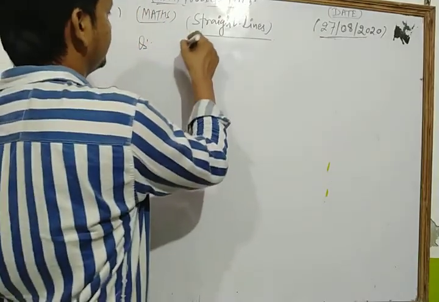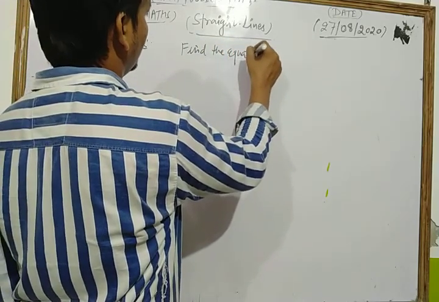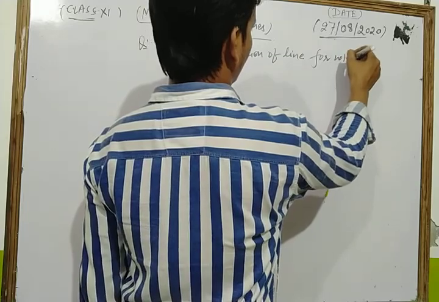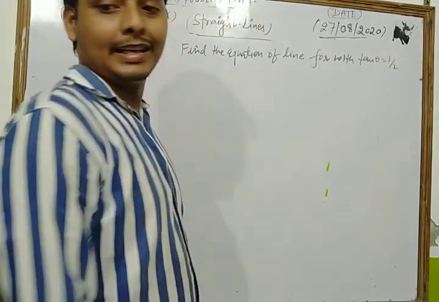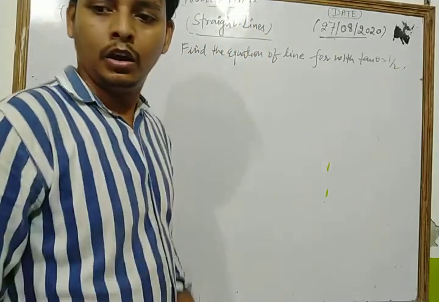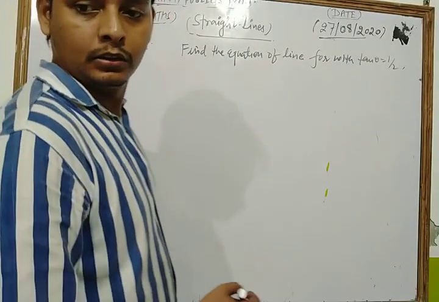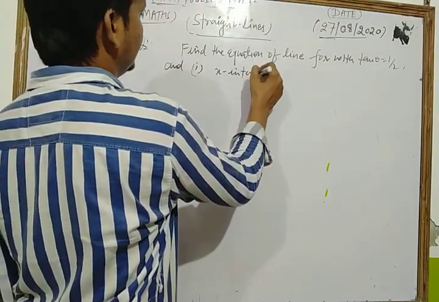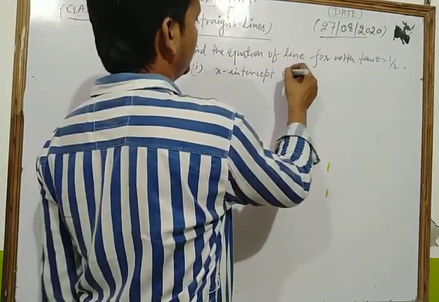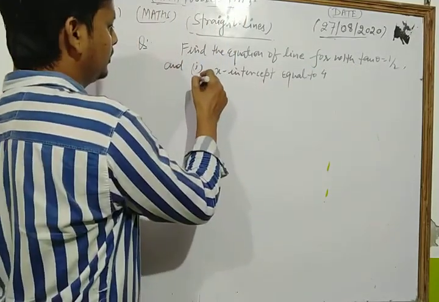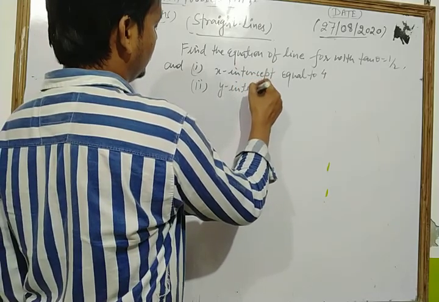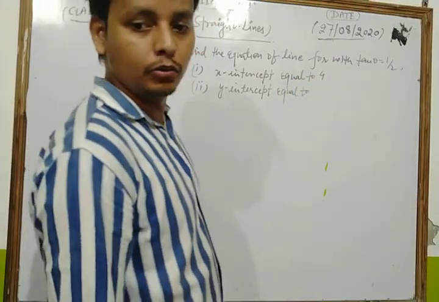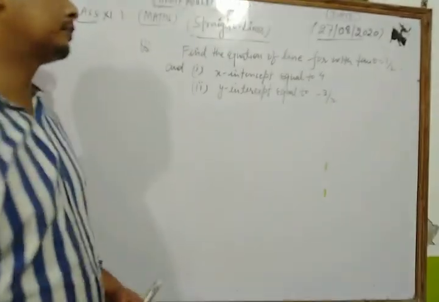Question is: find the equation of line for which tan theta is equal to 1 by 2, where theta is the inclination of the line, and the first point, x intercept equal to 4, and the second one, y-intercept equal to minus 3 by 2. This is one of the most important questions of your syllabus.